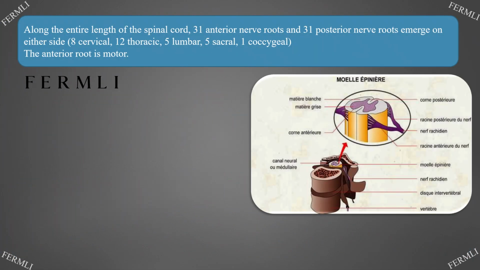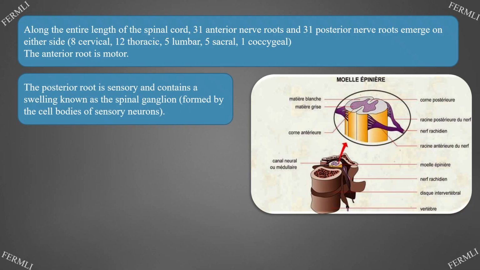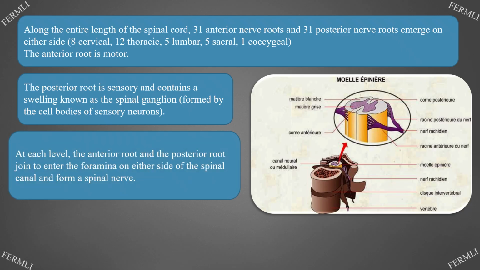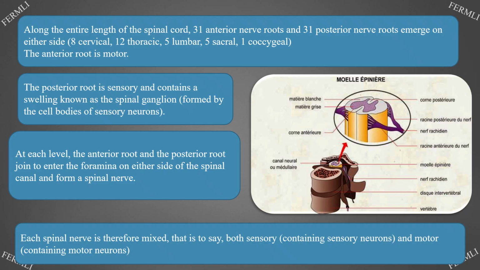Along the entire length of the spinal cord, 31 anterior nerve roots and 31 posterior nerve roots emerge on either side: 8 cervical, 12 thoracic, 5 lumbar, 5 sacral, 1 coccygeal. The anterior root is motor. The posterior root is sensory, and contains a swelling known as the spinal ganglion, formed by the cell bodies of sensory neurons. At each level, the anterior root and the posterior root join to enter the foramina on either side of the spinal canal and form a spinal nerve. Each spinal nerve is therefore mixed, that is to say, both sensory, containing sensory neurons, and motor, containing motor neurons.